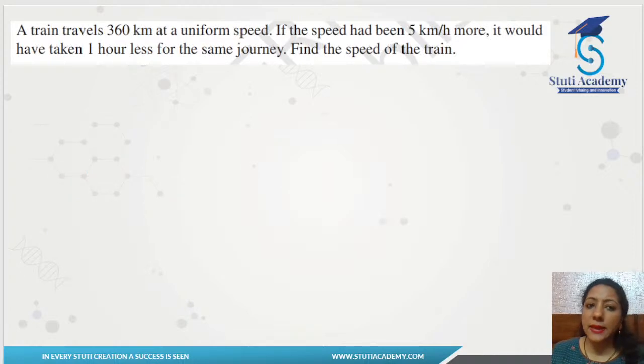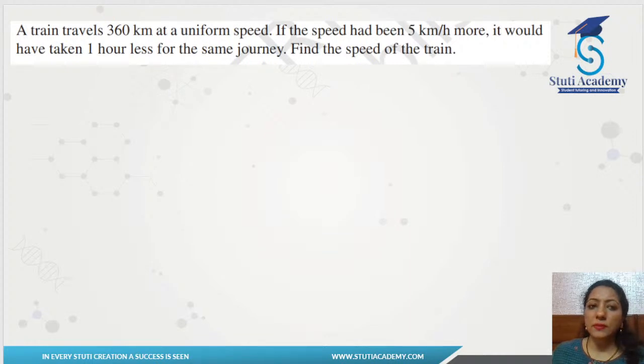Let us now discuss the next one. Now this question we have: a train travels 360 km at a uniform speed. Uniform speed means the speed remains the same throughout. It is not going fast or slow like this. It is the same throughout. If the speed had been 5 km per hour more, it would have taken 1 hour less for the same journey. Find the speed of the train.